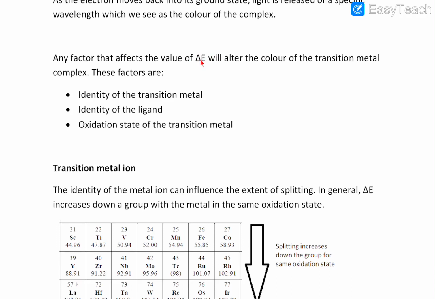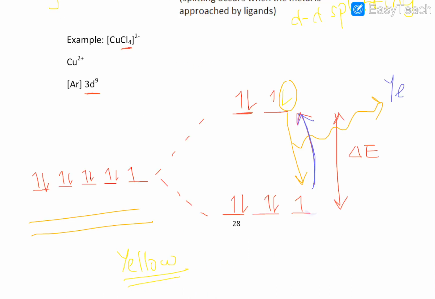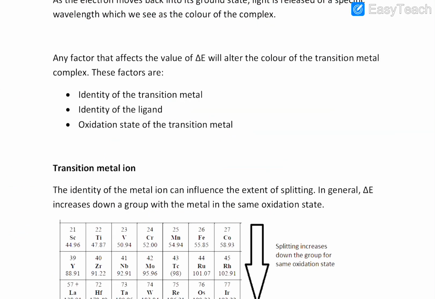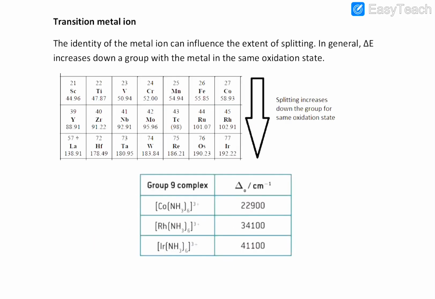increase or decrease that delta is going to alter the color. So that delta is going to give us the color. So the more it is, we'll have more energy gap. So it's going to affect the wavelength. So the factors that affect the delta E are the identity of the transition metal, the ligand, and the oxidation state of the transition metal.